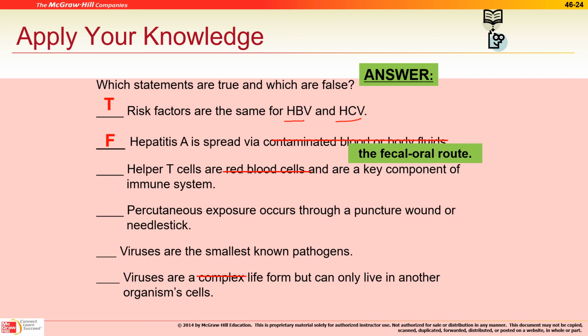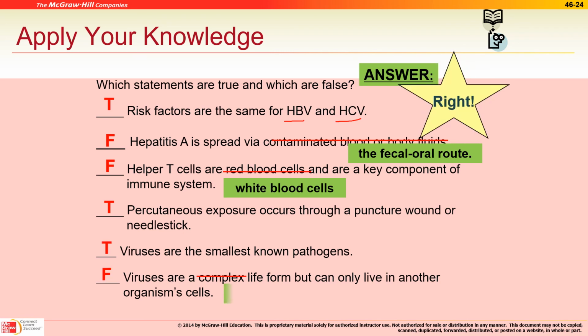Helper T cells are not red blood cells, they are white blood cells. Percutaneous exposure, so this is skin through puncture wound or needle sticks. Is that? Yeah, through the skin. Yep. Well, viruses and prions. We just didn't mention prion officially in the lecture. Viruses are complex? No, very simple. Remember, all they need is a protein coat and some genetic material, and bam, you have a virus.